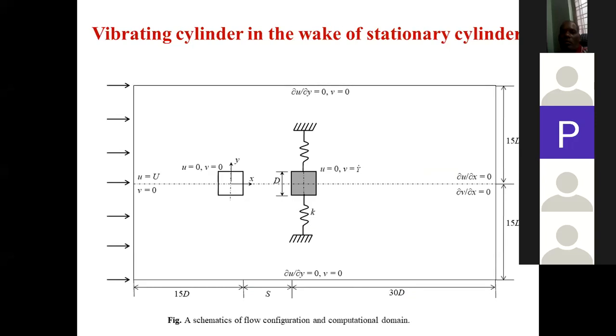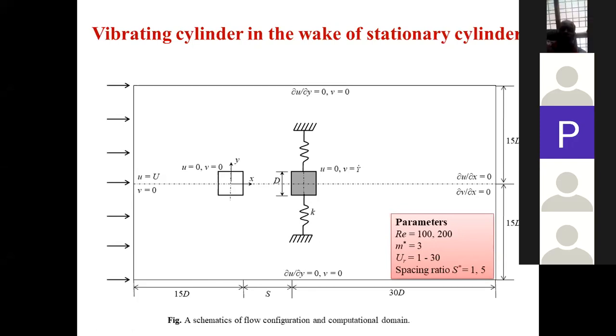So here in this example, suppose this downstream cylinder is vibrating in this y direction, and this upstream cylinder is fixed. And these are the parameters here: Reynolds number 100 and 200. And because it's a vibration problem, we introduce a new parameter here, the mass ratio. This is for a fixed mass ratio of 3. UR is the reduced velocity, this non-dimensional velocity UR that we have varied from 1 to 30. And the spacing, two values between the two cylinders, 1 and 5.